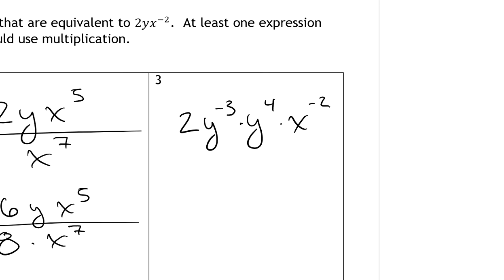So anyways, there's a lot of different things you could have written. I just needed one of them to involve multiplication, at least one to involve division, and they all had to be equivalent to 2y times x to the negative second power.